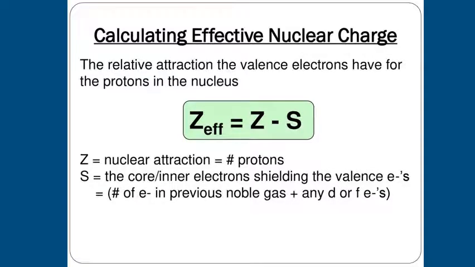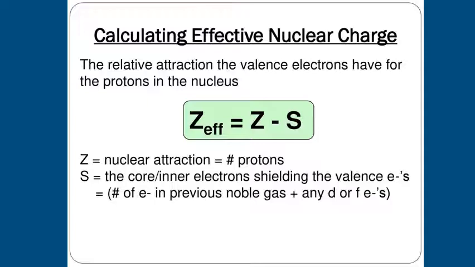We will use the following formula to calculate effective nuclear charge. The effective Z equals Z minus S. In this case, Z stands for the nuclear attraction, which really we're going to use as the number of protons. S stands for the shielding electrons.